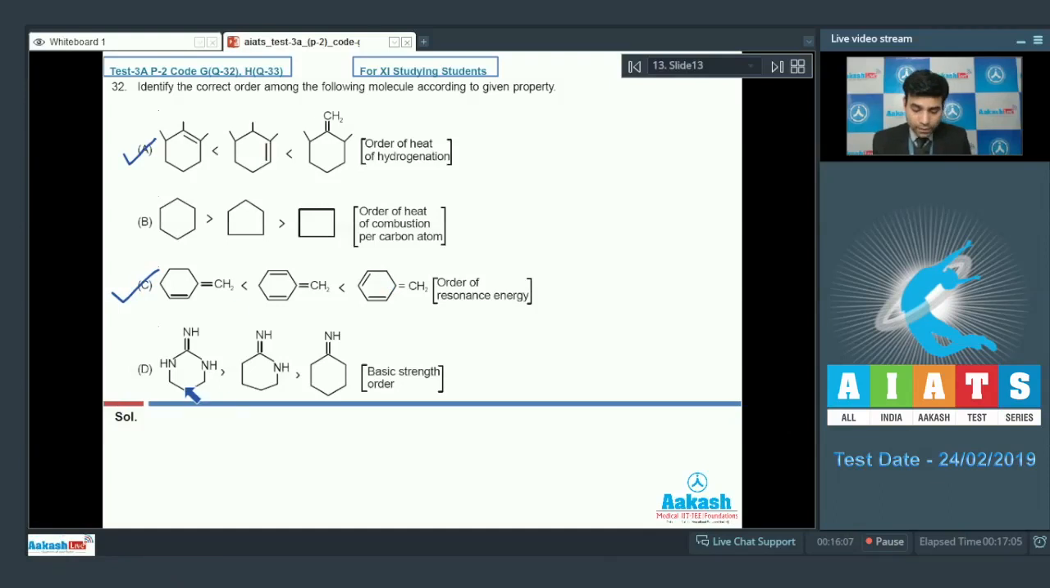If I talk about D option, here we can see we have 3 structures. Now these structures can be compared on the basis of the stability of conjugate acid formed. Let's write their conjugate acid. If I talk about the first structure, the conjugate acid will be this. Similarly, in the second structure, this will be the conjugate acid.